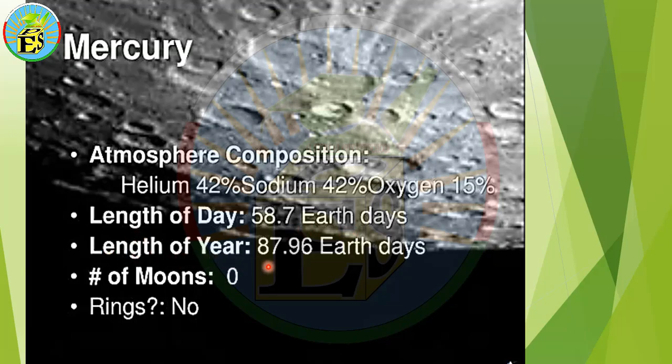Length of year equals 87.96 Earth days. Number of moons: no moons. Rings: no rings.